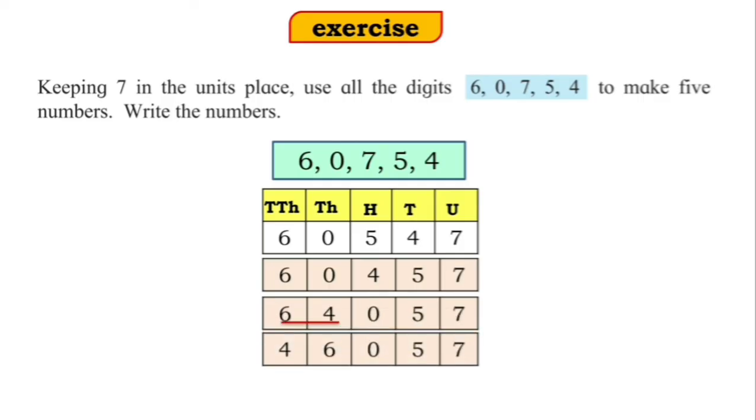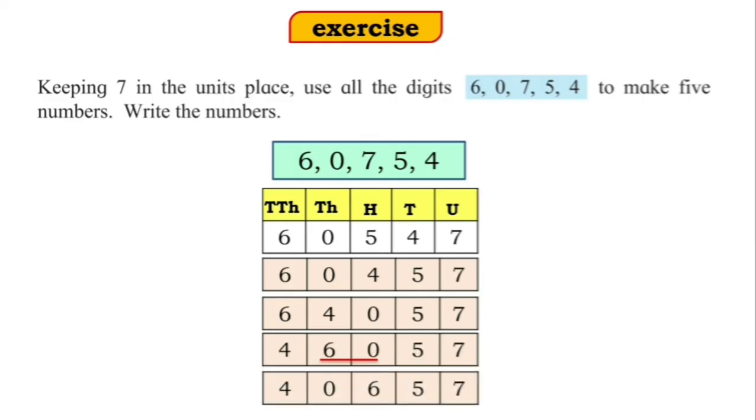So the next number will be 46,057, that is 46,057. Now let us interchange thousands and hundreds place to form next number. Okay, so 40,657, that is 40,657.